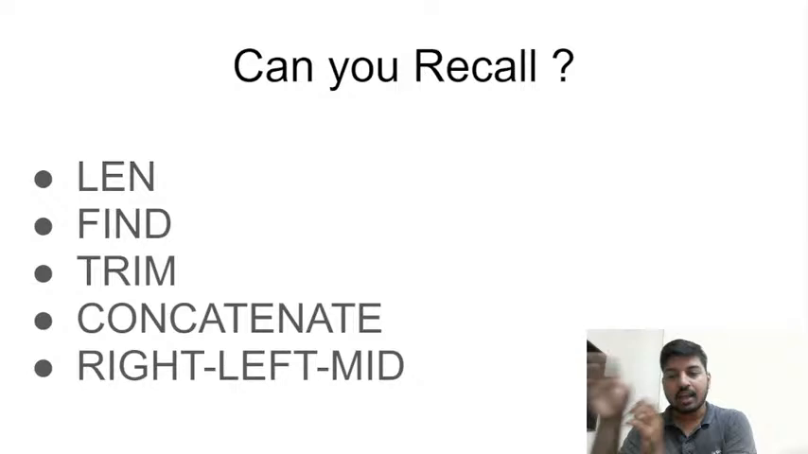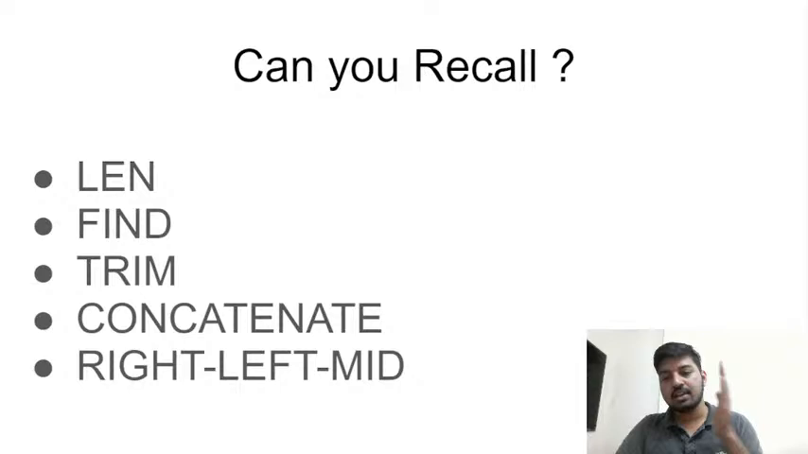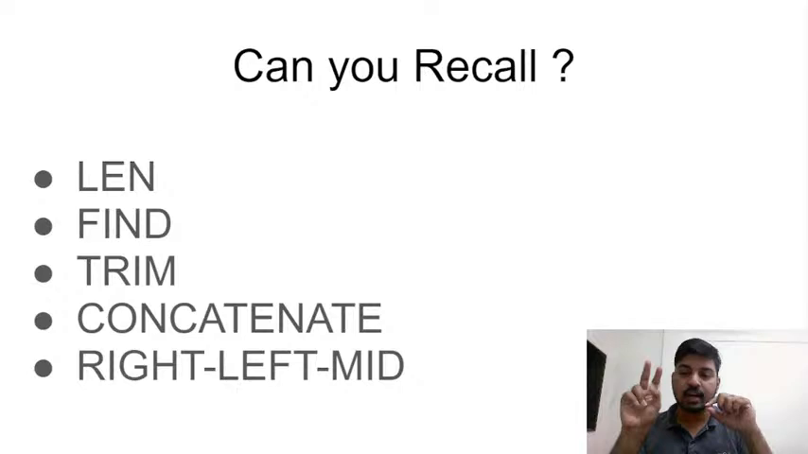The same case with LEFT. The characters are taken from the beginning, so I will extract 3 characters from the left side, T, H, E, and I will get THE. And MID is where you can start from anywhere; you can give the index. If I want to extract only the H, E part, I will start from the second position and extract only 2 characters, H and E. So those are the 3 formulas, and we learned this in the first session.